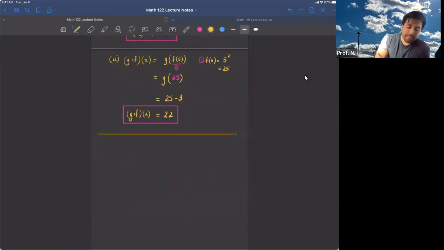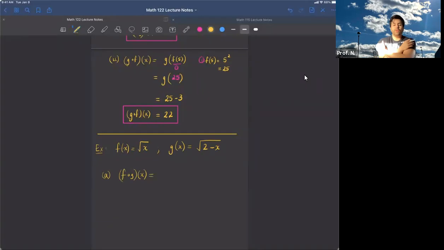Okay. All right, let's look at another example. This time, it's not going to be as straightforward. So f of x equals the square root of x, and g of x equals the square root of 2 minus x. And we're going to look for several things. We're going to look for f of g. And I also want to figure out the domain. So what is the domain for this function? Well, first, what is this function? What does it look like?